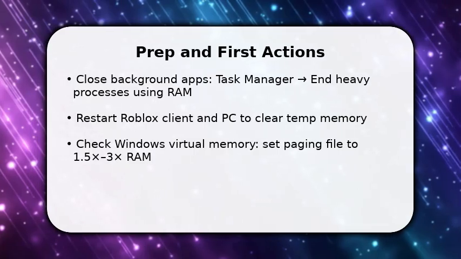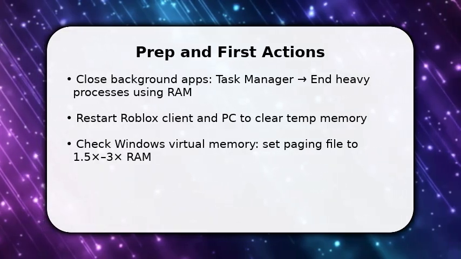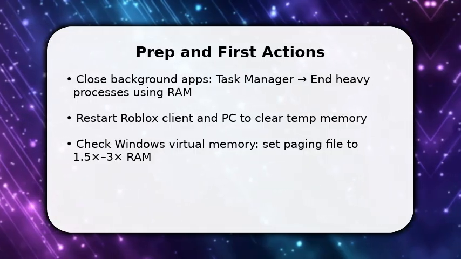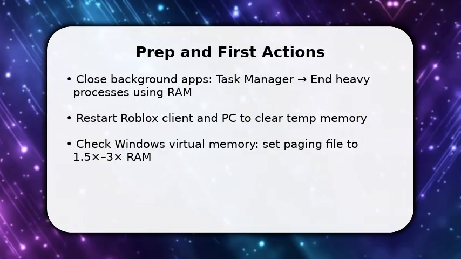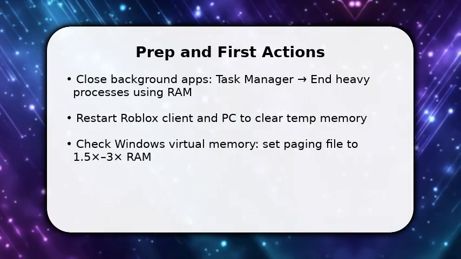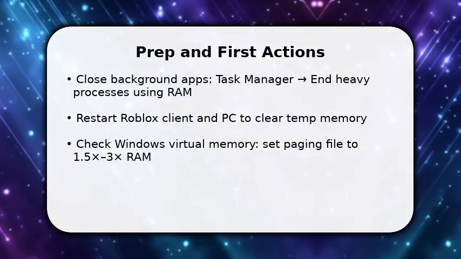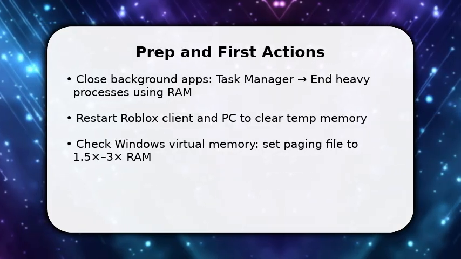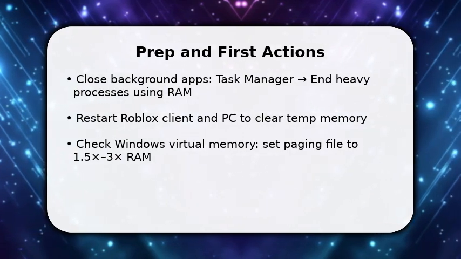You start by clearing competing memory so Roblox has room to run. First, close background apps and heavy browsers. This frees immediate RAM. Next, restart the Roblox client and your PC to flush temporary allocations. Once done, make sure Windows virtual memory is configured. Set the paging file to about 1.5 to 3 times your physical RAM, or let Windows manage it automatically. These steps remove transient causes and prepare for deeper fixes.